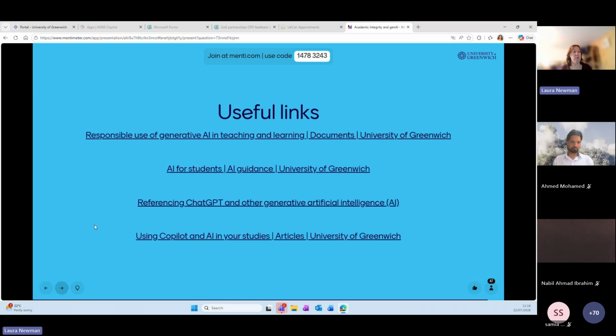And then I've put a bunch of useful links there. And again, I would normally give all of these to students as well. So the responsible use, the AI guidance, how to reference AI, because like Jimmy said the other day, sometimes students do reference it. We wouldn't generally encourage it, but occasionally they do. And then there's also an article there specifically about using Copilot, because like Jimmy said, that's the kind of recommended one through the university where students can access that, or where you can access it as staff, of course.